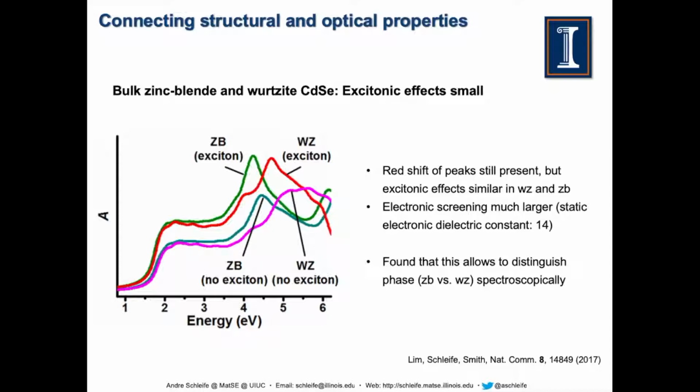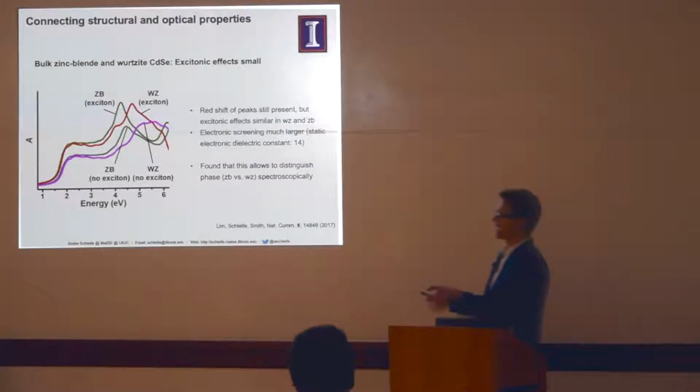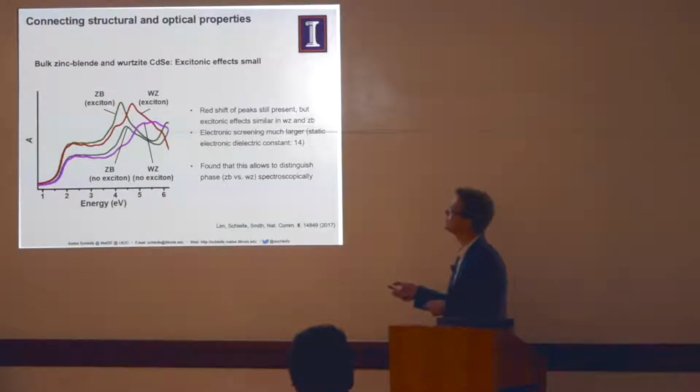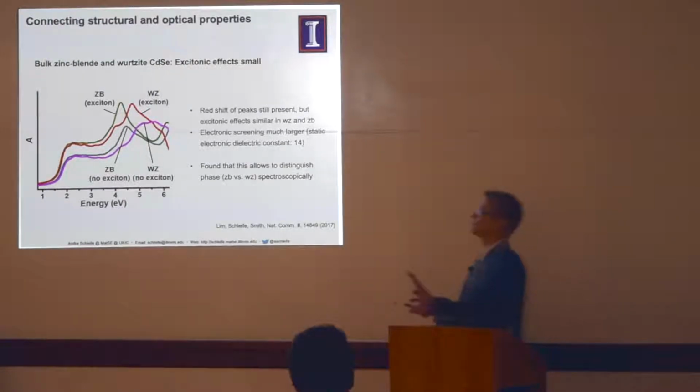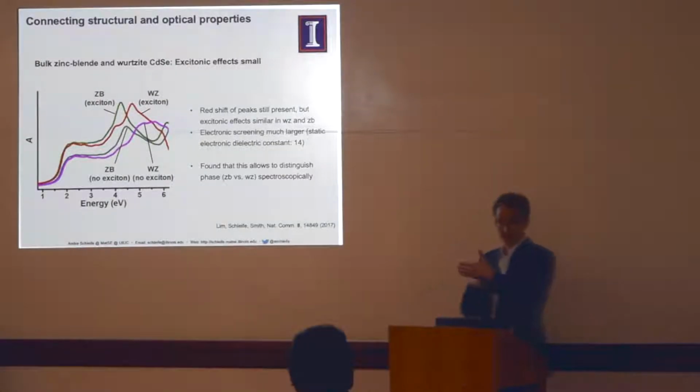Okay, so the first thing we did, because it's the easiest thing to do, is we looked at bulk cadmium selenide. And so you see four curves in this figure now. What we plot here is, in this case, absorption, which is not exactly epsilon, but we can calculate that from epsilon, as a function of photon energy. And you see four curves because we again compare calculations with excitonic effects to calculations without excitonic effects.